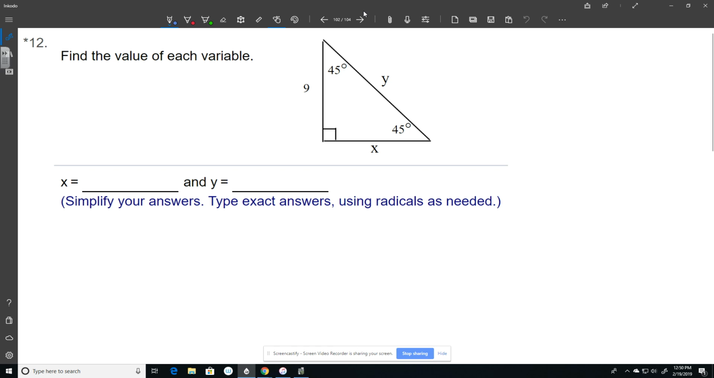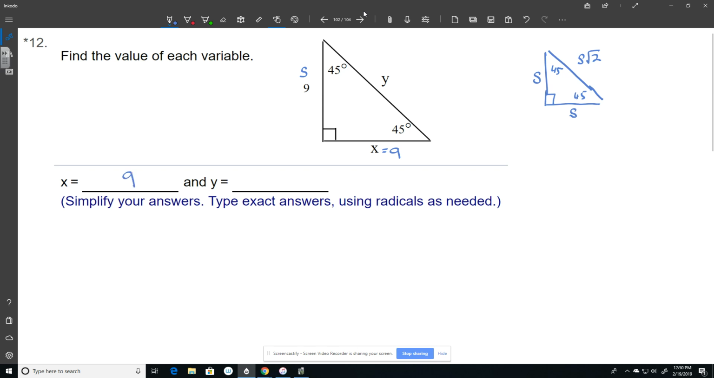So this is a special triangle. It's special because I have 2 45-degree angles, and this is a 90-degree angle. And in a 45, 45, 90, we call this the small side. This side is also the same length as this one. And the hypotenuse, to find the hypotenuse, we just take the small side and multiply it by the square root of 2. So when I look at this picture, 9 is my small side, which means x is also 9.